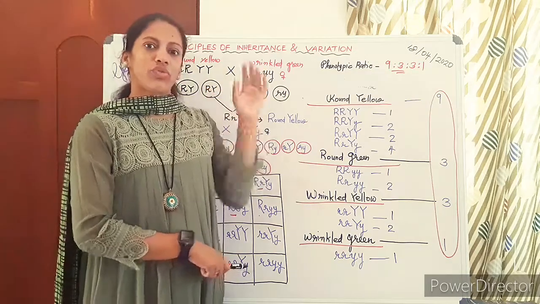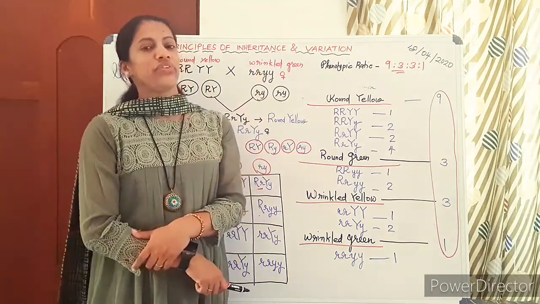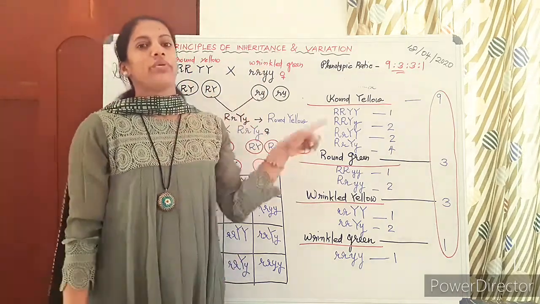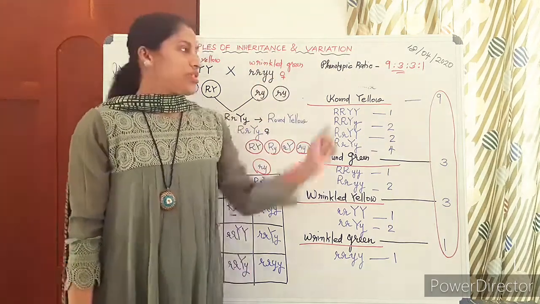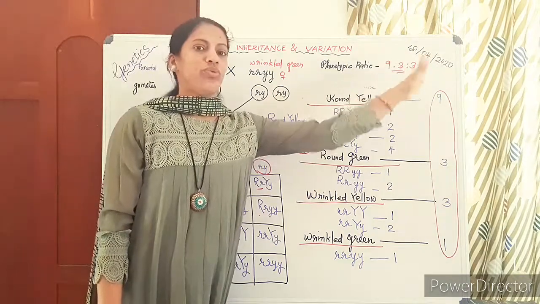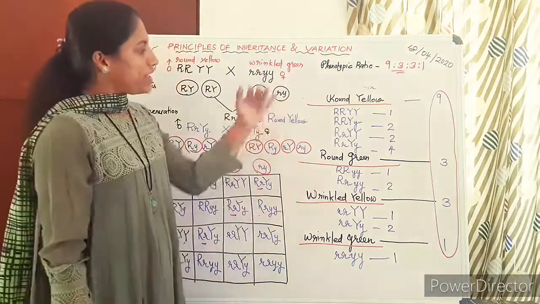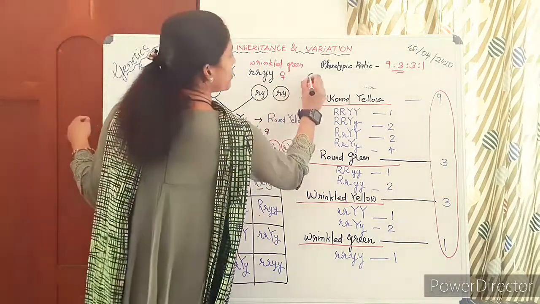These were not there earlier. You can just cross 2 plants only. This is a case of a dihybrid. So the dihybrid phenotypic ratio of F2 is 9:3:3:1.